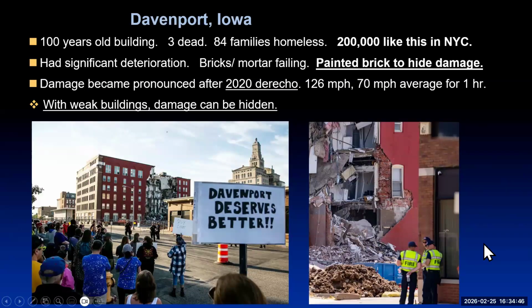So here we have a problem that occurred in Davenport, Iowa. It was a 100-year-old building. 3 people were killed. 84 families were homeless. And there are actually 200,000 buildings like this in New York City. There was significant deterioration, and they painted over the deterioration rather than doing anything about it. And then along came a wind called a Derecho. It was 126 miles per hour, 70 miles per hour average for 1 hour. And with weak buildings, the damage can be hidden.